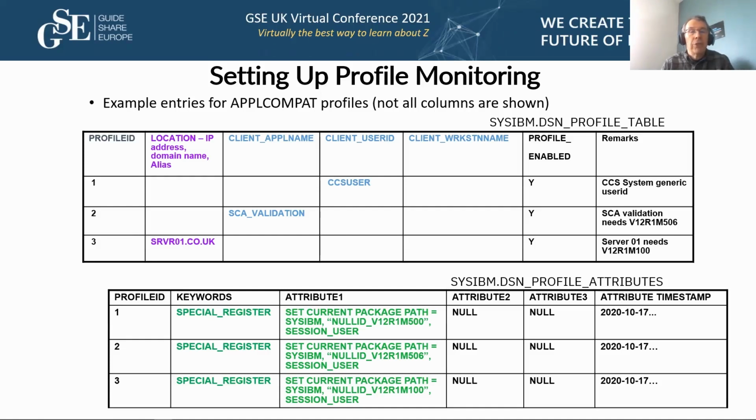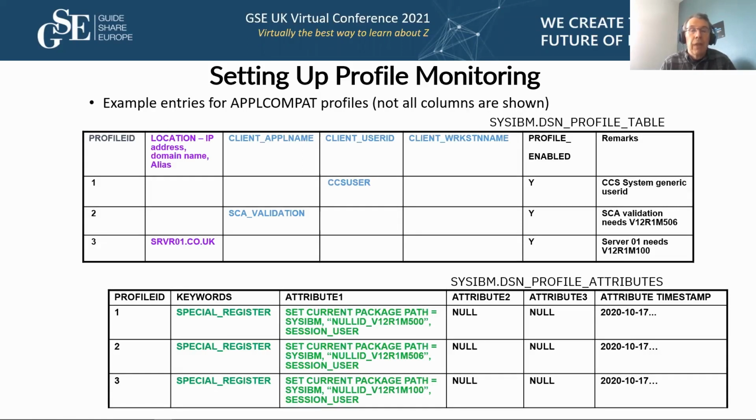And the next thing is you can see that we've got 3 rows here, one for client user ID, one for client application name, and one for location with a domain name in it. And of course, the profile is enabled. And then we've got a matching row in the profile attributes table for setting the special register. And you can see that we've got a variety of different special register settings in there.